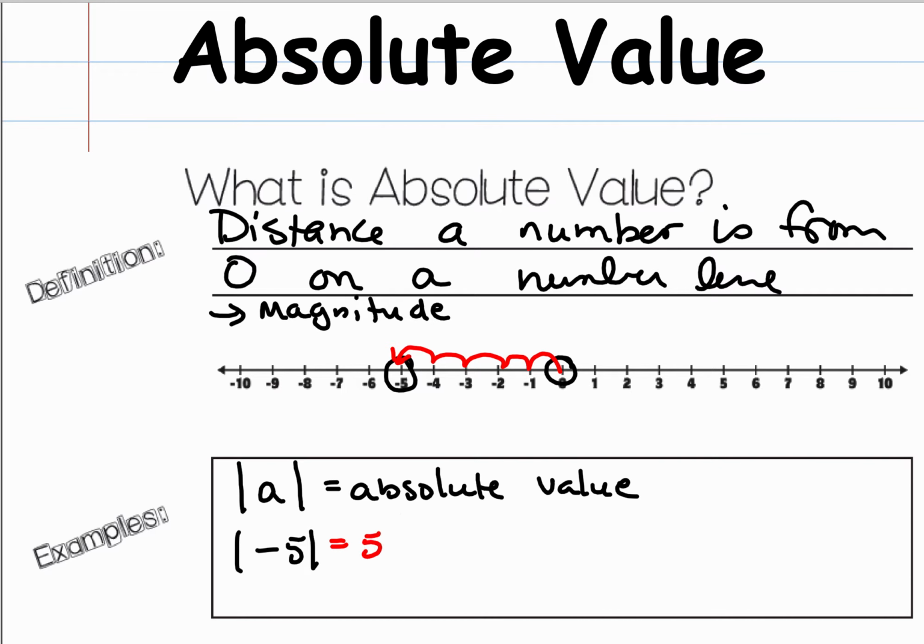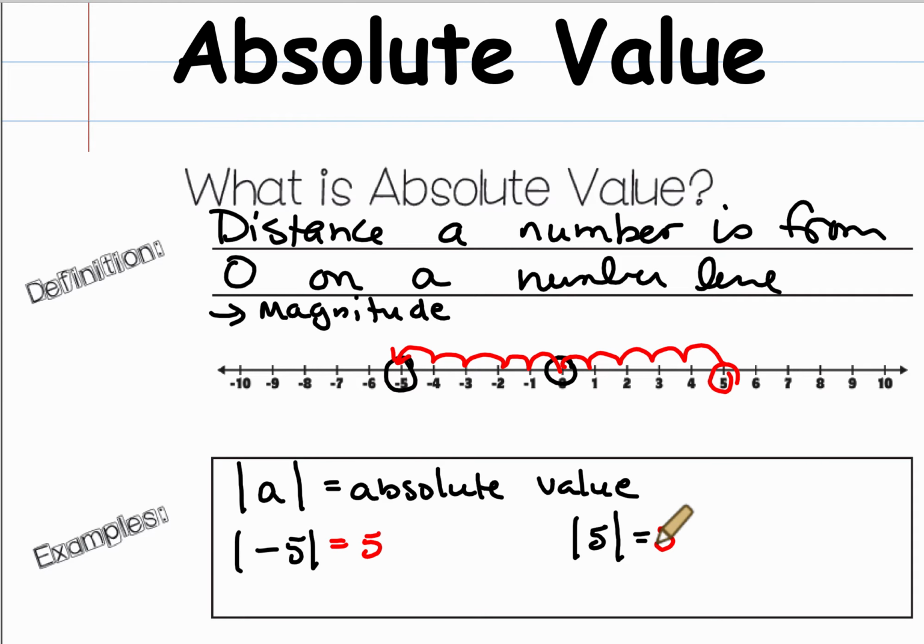So what about the absolute value of 5? Well, if I was trying to get over here to 5, how many steps would I have to take from 0? 1, 2, 3, 4, 5. So its absolute value is also 5. So with absolute value, remember, it's the distance a number is from 0. It's regardless of the direction, it's just talking about how far away something is.